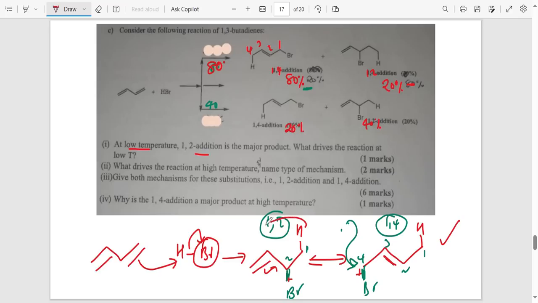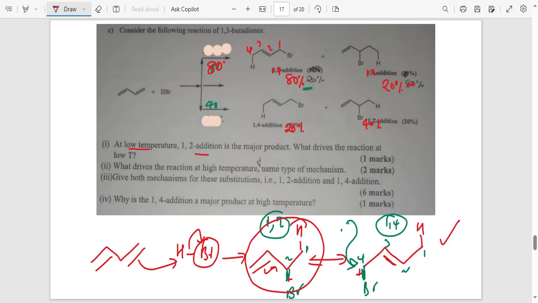Remember we said that for 1,2 we are forming a secondary carbocation. That secondary carbocation is the main driving force at low temperature for the 1,2 substitution. And then part 2 is asking what drives the reaction at high temperature, and to name the type of mechanism.